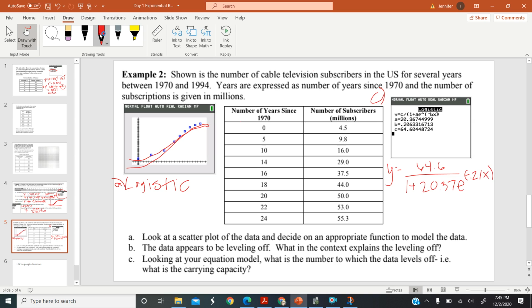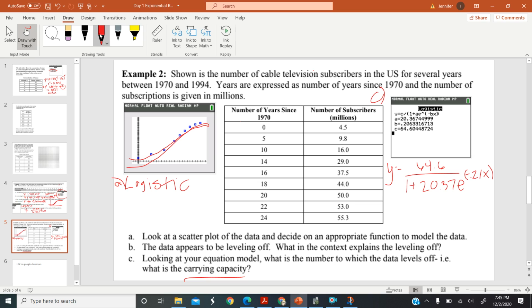And then as I mentioned earlier, for carrying capacity, that's going to be that number that's in the numerator. So it would be this number. So it's going to be leveling out at 64.6 million approximately. So that just goes through an example of using a logistic function.